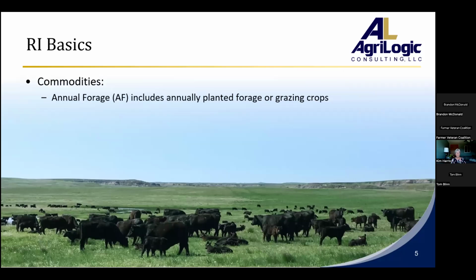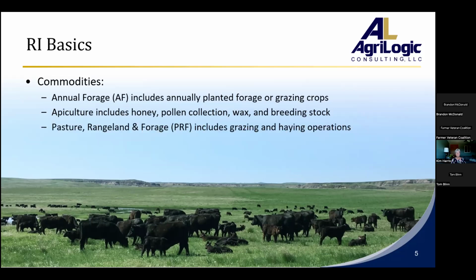The commodities that are covered under this policy: annual forage is anything that's annually planted for forage or grazing crops. Then apiculture, basically honeybees, covers the honey, the pollen collection, wax, and breeding stock. And then pasture, rangeland, and forage, which is the largest commodity covered under this policy, and it's for grazing and haying operations.